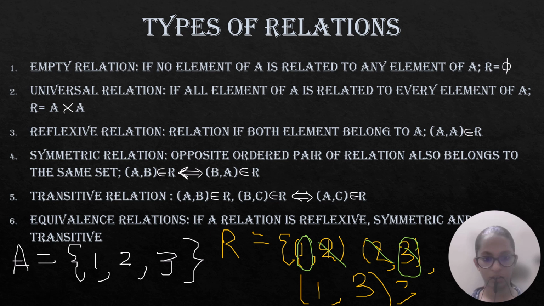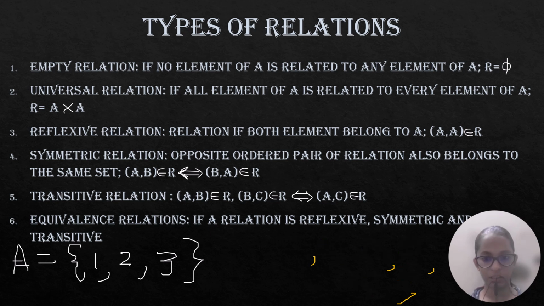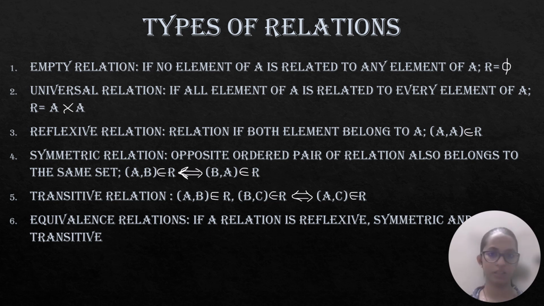And if a relation is reflexive, symmetric, and transitive, then it is called an equivalence relation. Equivalence relation is a high marking question in CBSE. It is nearly always asked that you find the equivalence class of this relation if a particular set is given.